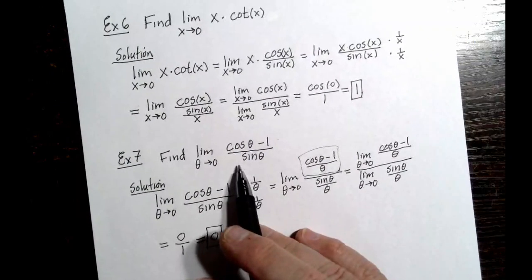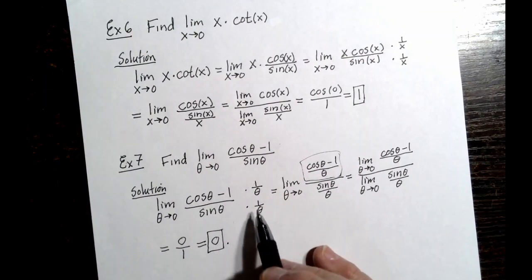It's the only way you can analyze this one: to do this unusual multiplying top and bottom by 1 over theta in order to see what it's doing there.